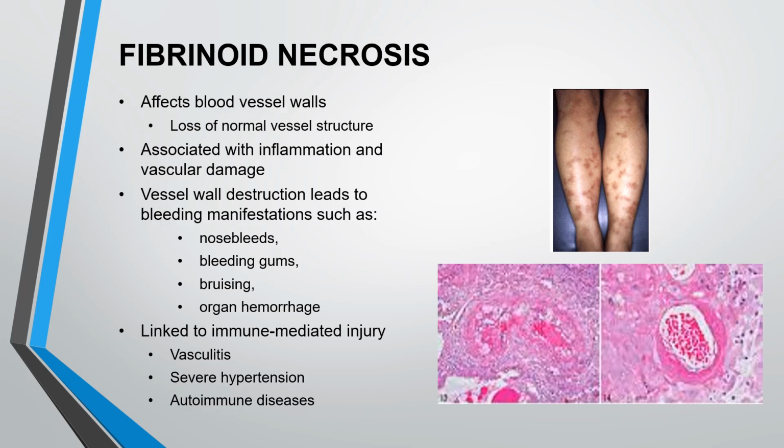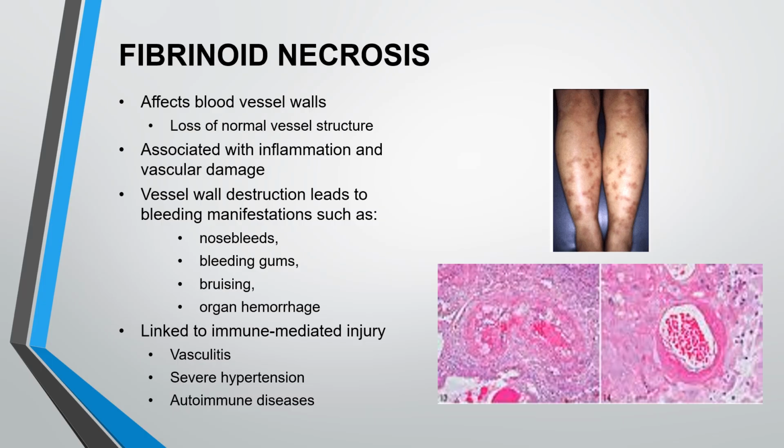Fibrinoid necrosis is a very specific pattern, and it only shows up in one place, blood vessel walls. Here the normal vessel structure is lost and replaced by bright pink fibrin-like material. That color is your biggest clue on H&E. This type of necrosis is always linked to immune-mediated injury. Think vasculitis, severe hypertension, or autoimmune disease.